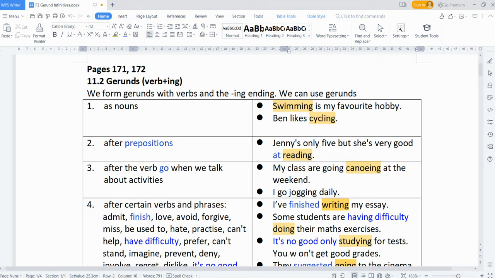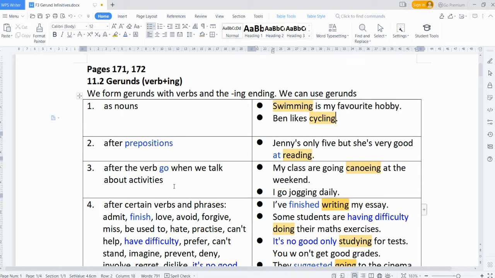For example, swimming. Swimming is a gerund. Swimming is my favorite hobby. Number two, Ben likes cycling. So cycling is a gerund that serves as a noun. Okay, number two, we use gerunds after prepositions, kata sendi. For example, Jenny's only 5, but she's very good at reading. So reading is a gerund.